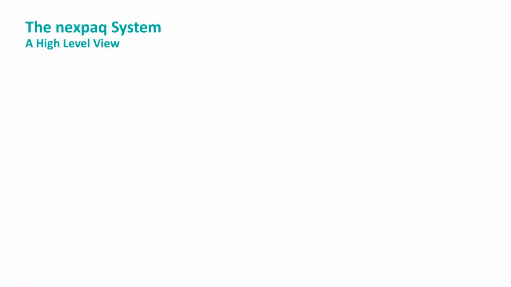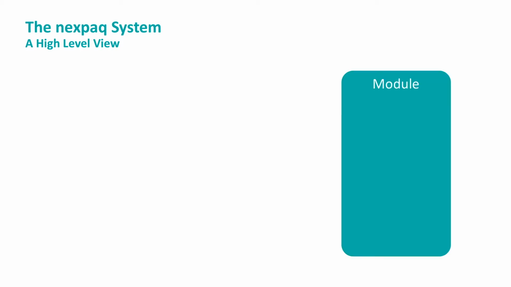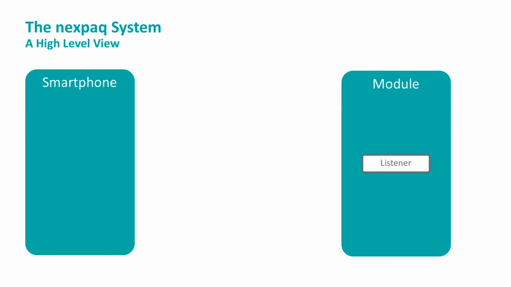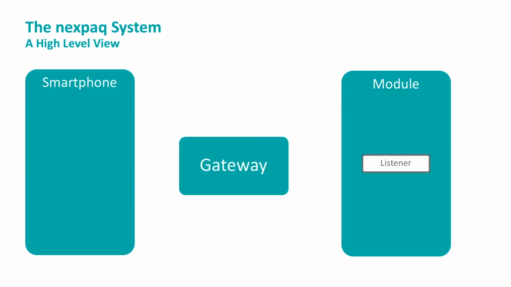Well, to explain that, it's best to take a high-level view. We'll get into the details later. Let's start with the module. There is code running on the module that is continuously listening for messages that come from the smartphone over Bluetooth. The radio is actually on the gateway and transfers data received from the smartphone over a SPI interface to the module. The listener is part of the nexpaq API. You don't need to worry about that code.